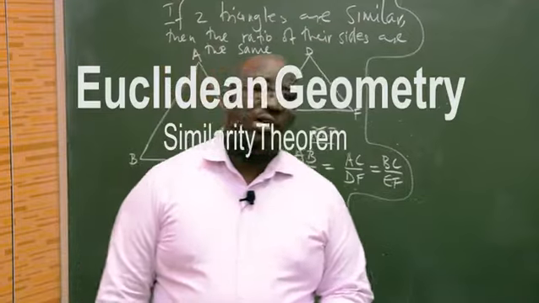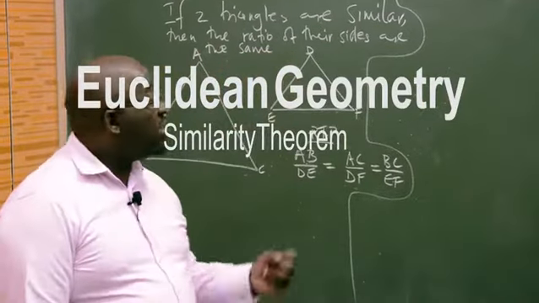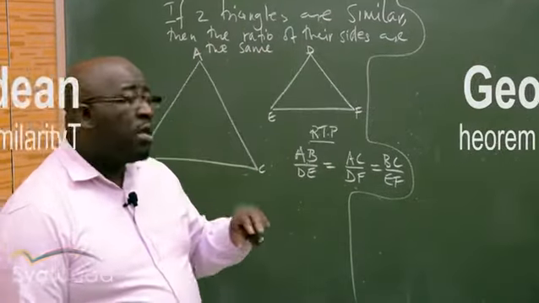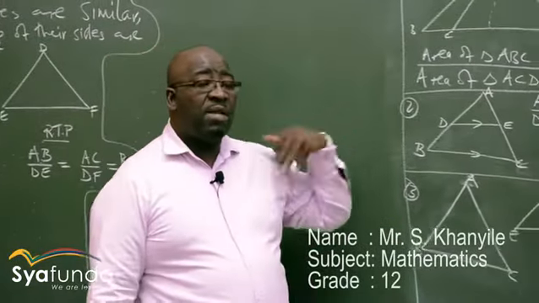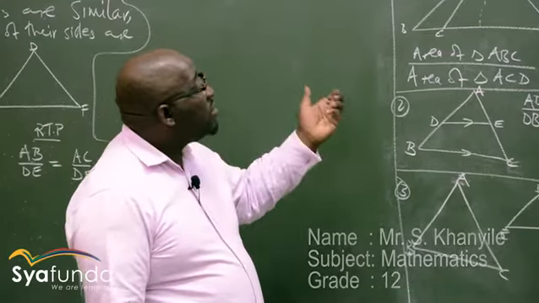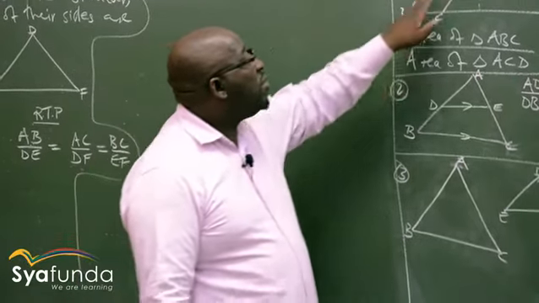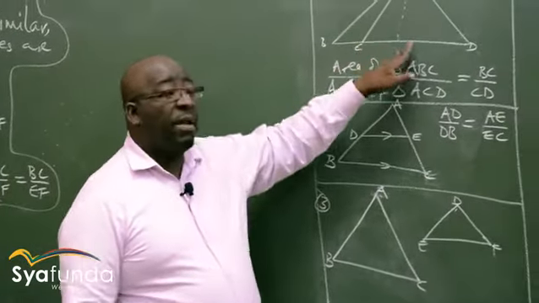Right, I want us to look at the Grade 12 Similarity Theorem. Before we tackle it, I want us to come back here. Remember the first theorem that we dealt with? It's that triangles with equal altitudes have the ratio of their areas equal to the ratio of their bases.